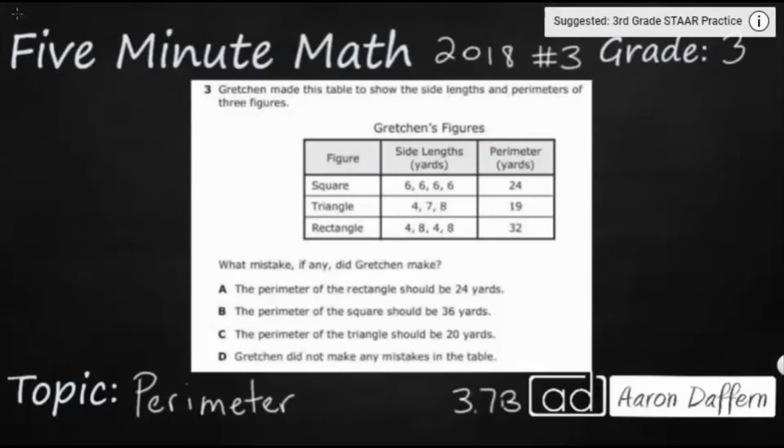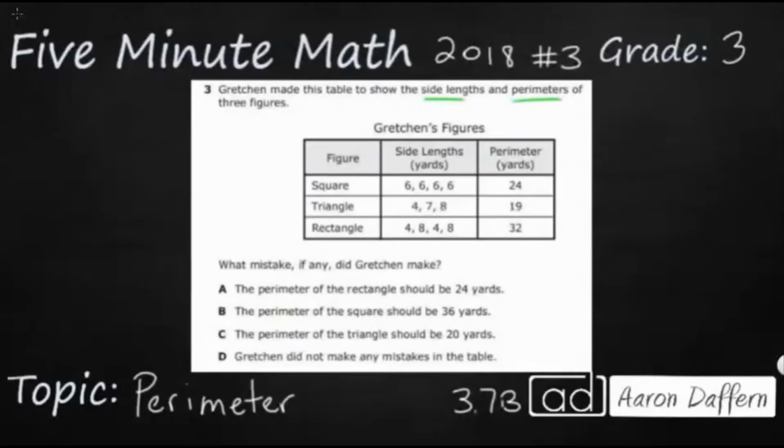So we have a table here. Gretchen made this table to show the side lengths and the perimeters of certain figures. We have a square, triangle, rectangle, and then what mistake, if any, did Gretchen make? So there is a possibility here down at D that maybe she didn't make any mistakes, but she could have made a mistake with the rectangle, the square, or the triangle.